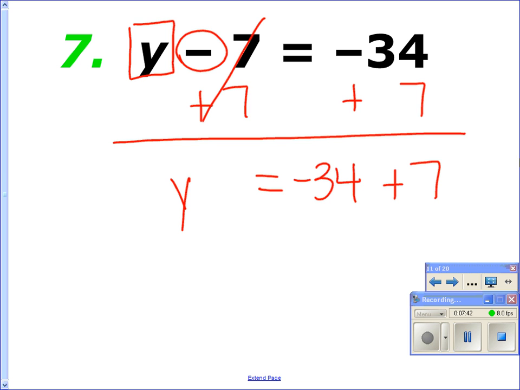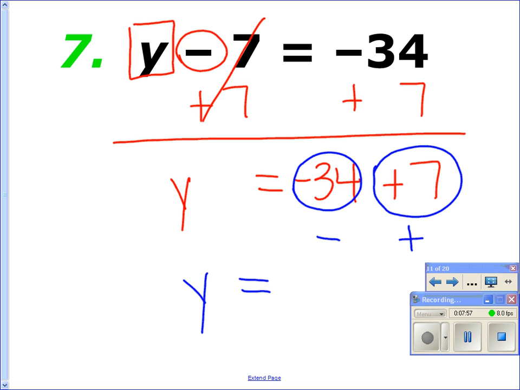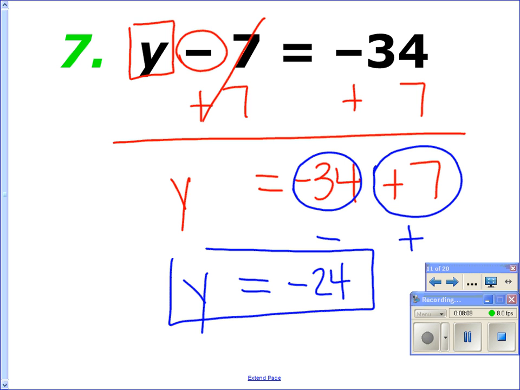Okay, so we're back to our integer rules. Remember, circle the first number, circle the second number, and the operation and sign. What team is this? Team negative. What team is this? Team positive. Which team won? The negative team won by how much? 34 minus 7 is 24. Okay? Y equals negative 24. Yes, you have to have the negative.